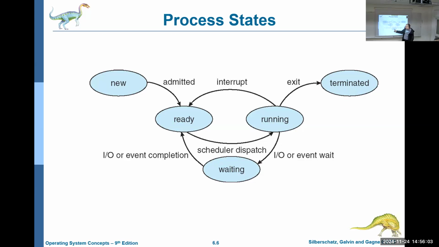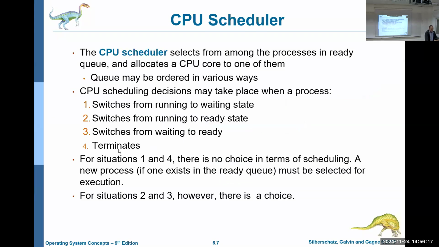This goes from running to waiting. When it goes from waiting to ready, if I preempt this guy, he was happily running. If I preempt him, that's why, and then I do scheduling. So if you schedule when you go from waiting to ready, that's called preemption.